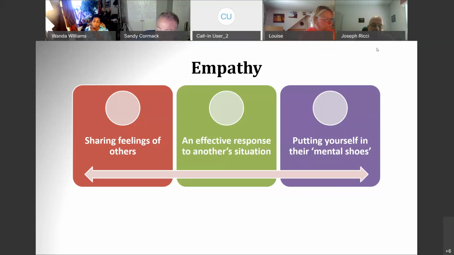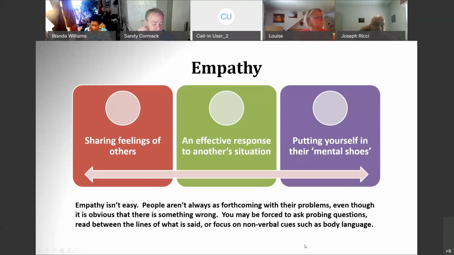Another way to think about it is having an effective response to another's situation and putting yourself in their mental shoes. The thing about empathy is it's not always easy, especially based on your personality. For some people, empathy comes a lot easier than for others. And people aren't always forthcoming with their problems, even though it's obvious there's something wrong. So you might need to learn to ask questions, read between the lines and read body language in order to effectively understand what the other person is going through.